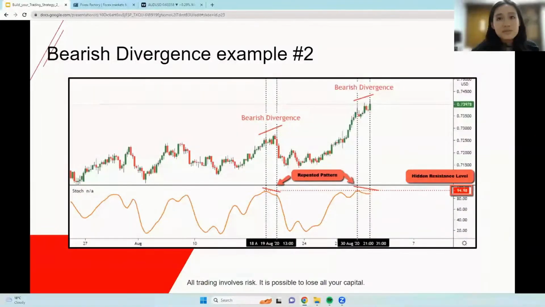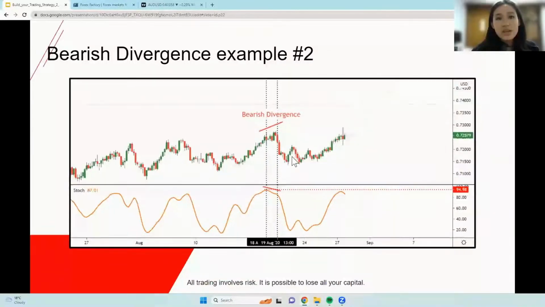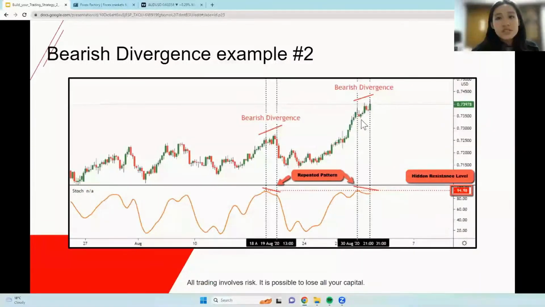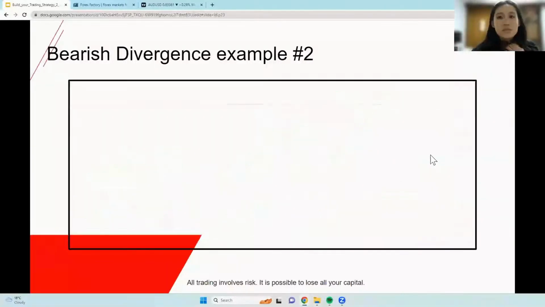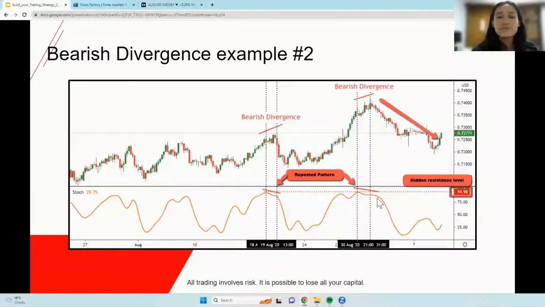So you see the repeated pattern here, bearish divergence here and here. You see price drop immediately after that. Then it rises, and we see price making a higher high once again, but on our stochastic, it's making a lower high. So you can expect price to reverse from this point. And that's exactly what I did here.